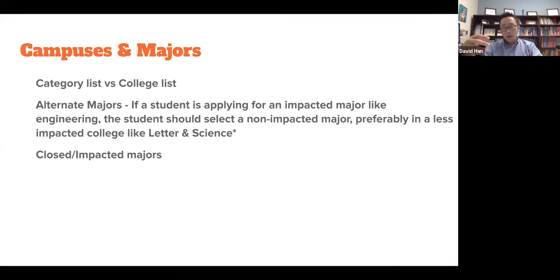Impacted majors have so much more demand, so it's harder to get in. Closed majors, for example a bachelor's degree in business at Berkeley, will be indicated as a closed major, meaning you have to go through the College of Letters and Science and Econ, and then actually apply again for the business major later on. They're saying that we're not accepting students directly into that major at the time of admission, okay?